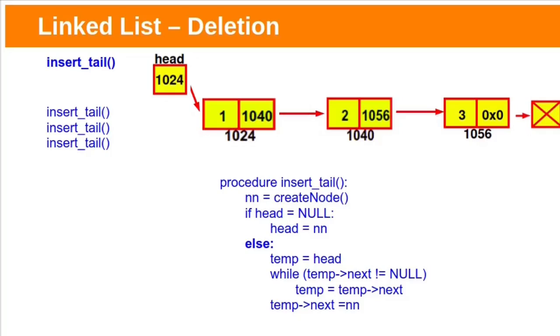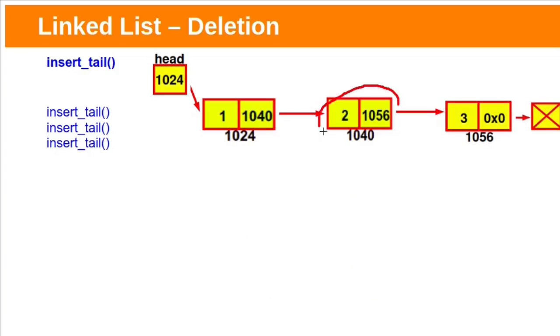In the previous class, we saw creation of a single linked list by inserting a node at the tail position. Today, we will see deletion of a node from a single linked list. Let's assume we have 3 nodes within our linked list. Suppose we want to delete this node.